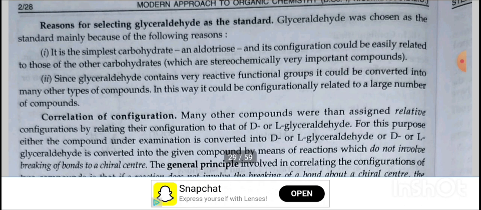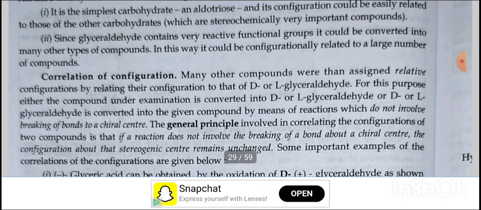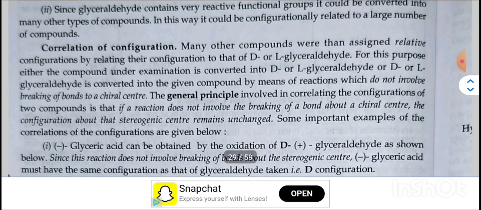Reason for selecting glyceraldehyde as the standard. Glyceraldehyde was chosen as the standard mainly because of the following reasons. It is the simplest carbohydrate, an aldotriose, and its configuration can easily be related to those of other carbohydrates, which are stereochemically very important compounds. Since glyceraldehyde contains very reactive functional groups, it could be converted into many other types of compounds. In this way, it could be configurationally related to a large number of compounds.